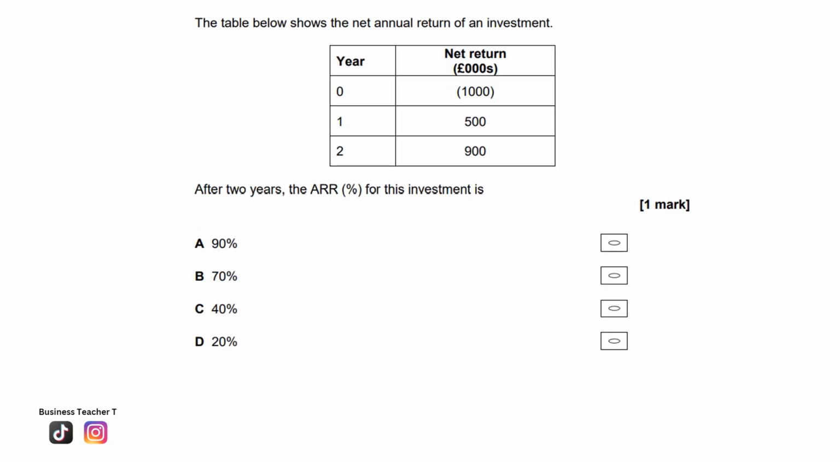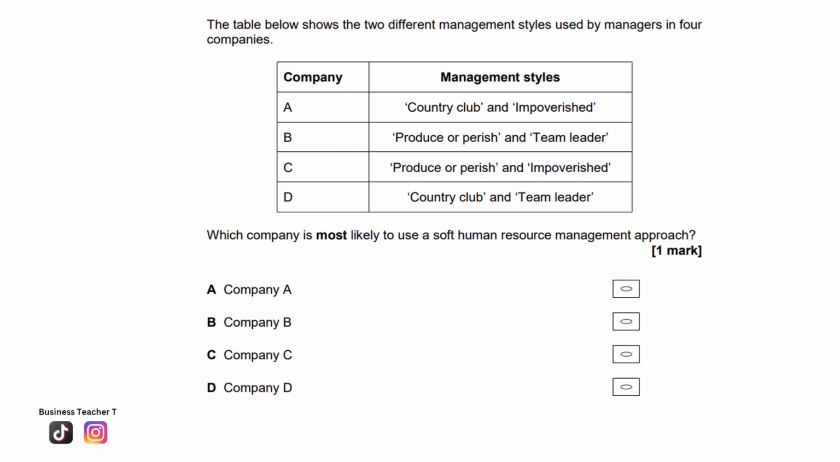The table below shows the net annual return of an investment, so do read the information in the table. After 2 years, the ARR for this investment is A, 90%, B, 70%, C, 40%, or D, 20%. And the answer is D, 20%.